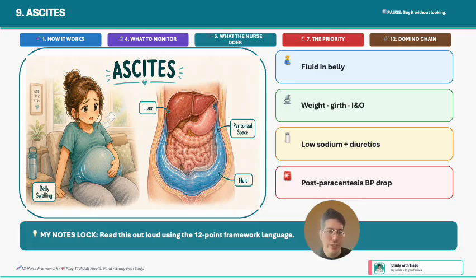Okay, so what does the nurse do? You teach low sodium. Okay, I'm going to say it again. Low sodium, as ordered. Give diuretics as prescribed, monitor response, and prepare for paracentesis, right? If the ascites is severe. After paracentesis, I watch blood pressure and signs of fluid shift because removing a large amount of fluid can drop circulating volume. Think of it like this. Ascites is not just a big belly, it's a fluid problem that can become a breathing and blood pressure problem, okay?